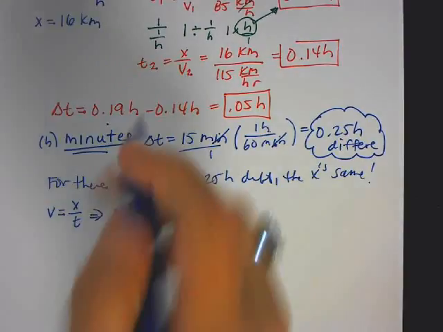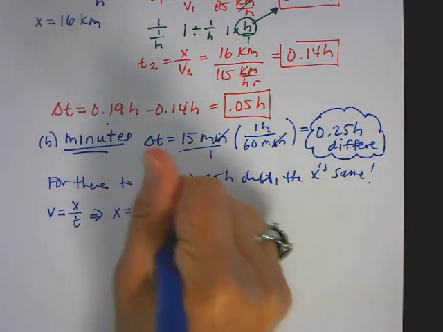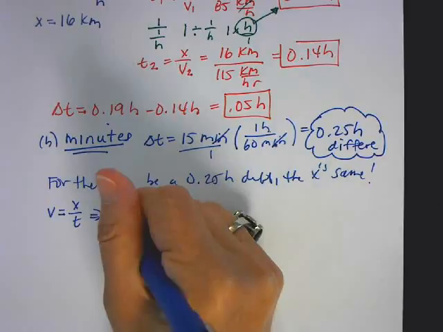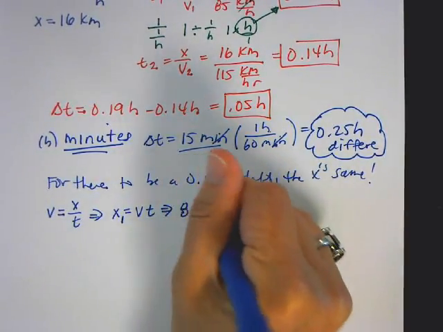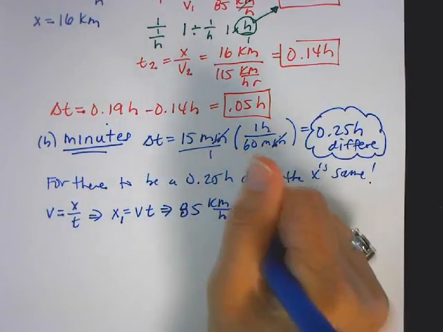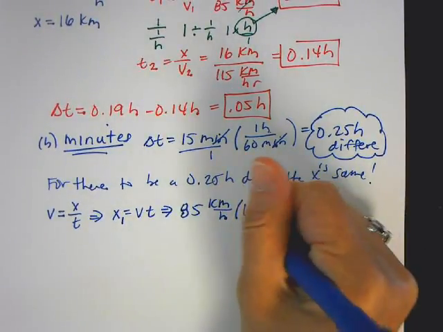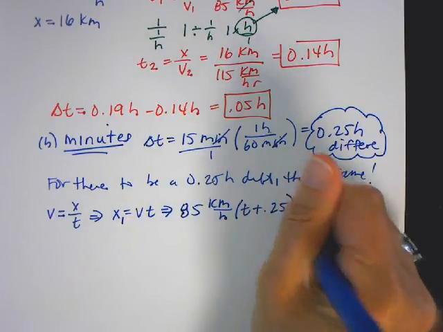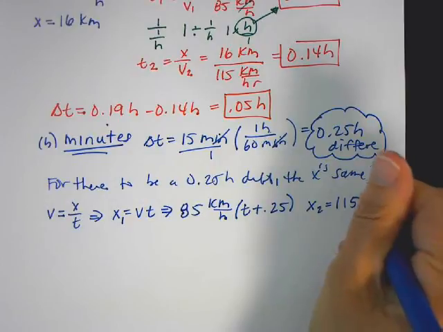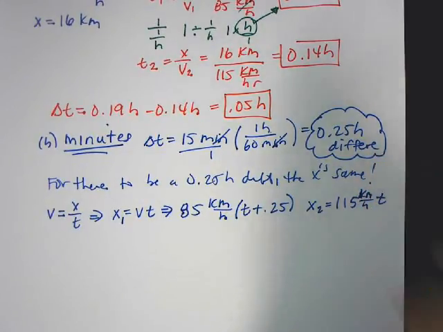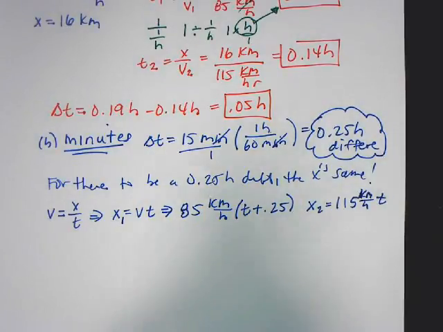So let's do it for x1. So x1 is going to be 85 kilometers per hour, and now this is going to be t plus 0.25. And then x2 is going to be 115 times t. Because remember, it's the difference. So this part, we want to know when the x's are equal. Okay, so we want to set the x's equal.